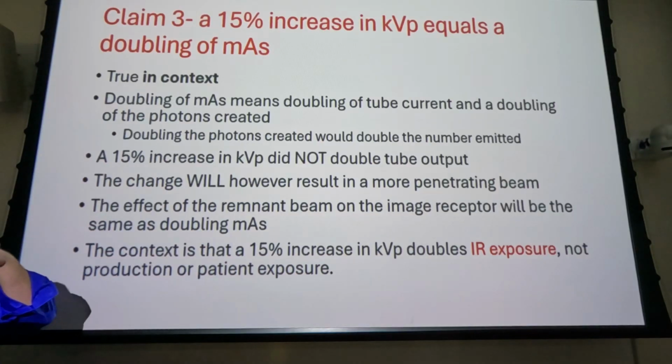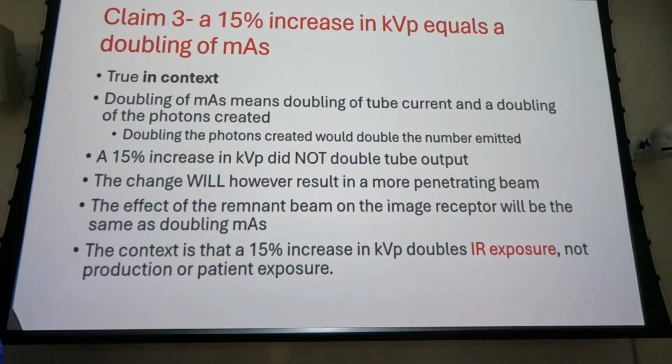From the tube itself, so that is what we refer to as primary beam. So what you have is primary beam, secondary beam, or sometimes secondary beam is referred to as the remnant beam. It's what's left over after you get differential absorption inside of the patient. So that 70% increase from the tube, because we get more penetration through the patient, equates to a doubling at the image receptor. So does a 15% increase in kVp equal a 100% change, a factor of 2, a doubling of the mass?